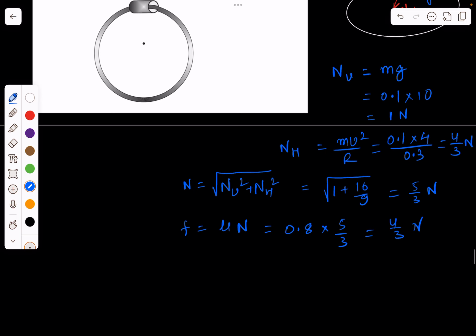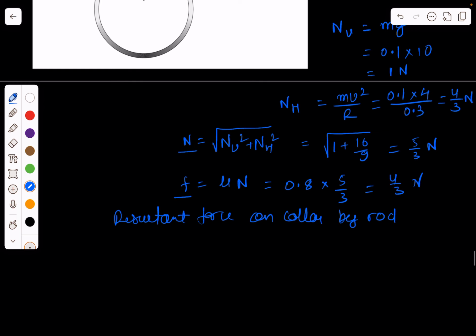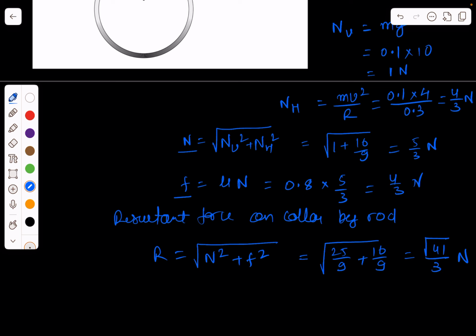Now the resultant force on the collar will be the resultant of this normal reaction and the friction. So resultant force on collar by rod, let us call it capital R, will be the resultant of N and F. So this comes out to be under root of 25 by 9 plus 16 by 9, which on solving will give us under root 41 by 3 Newton.